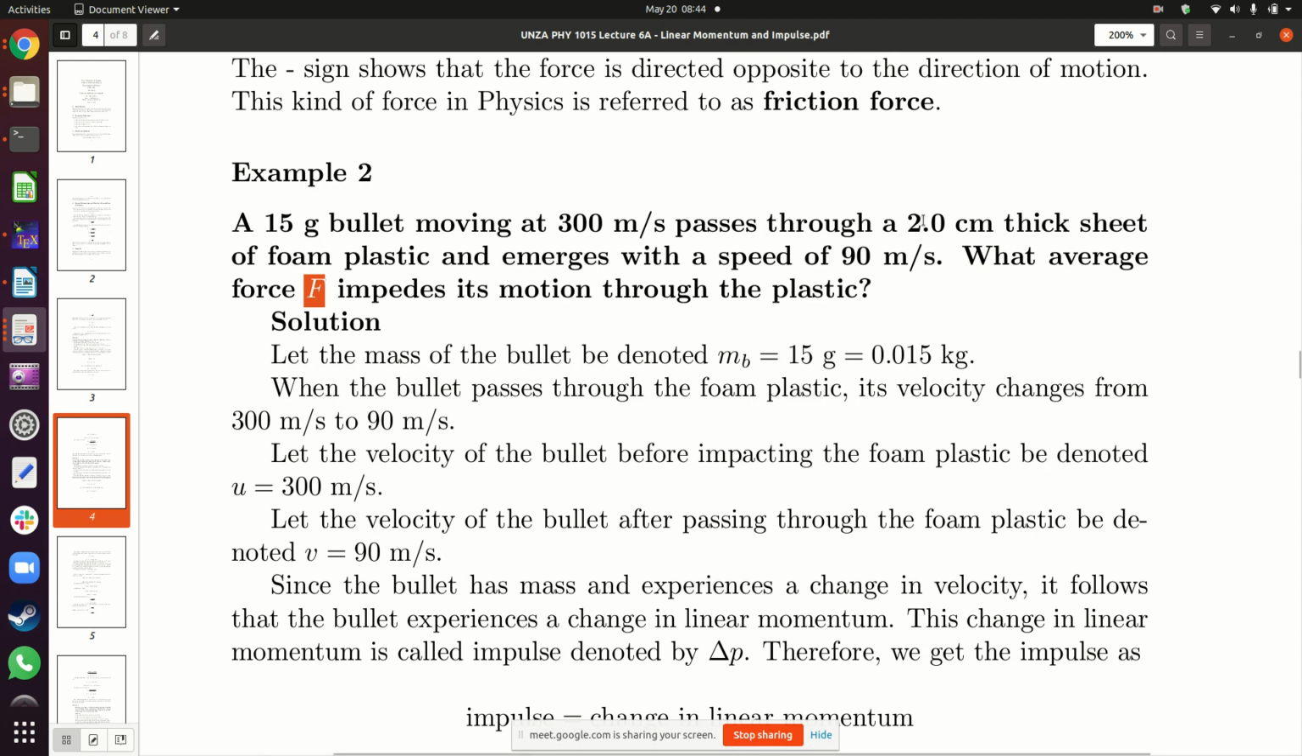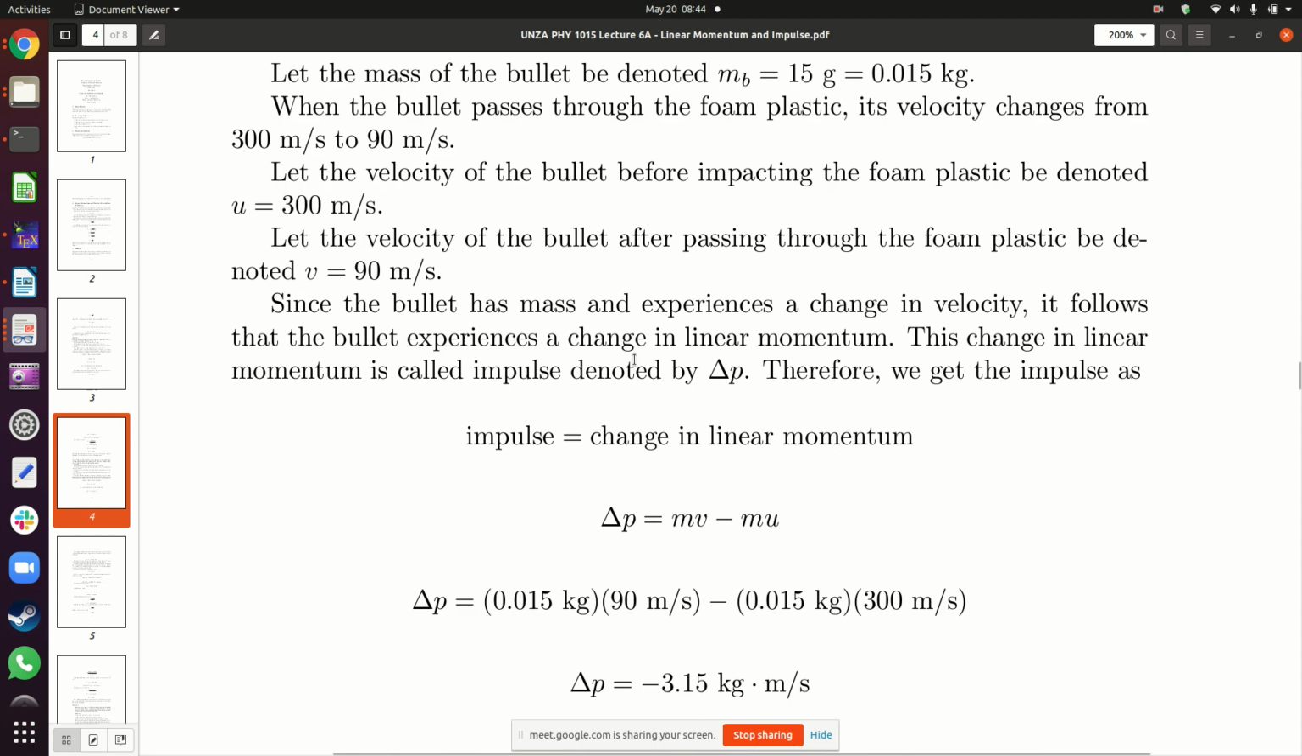What we are given is the thickness of the sheet through which the bullet passes. So before it passes through the sheet, the velocity is 300 meters per second, that is the initial velocity. After it passes through the sheet, the velocity is 90 meters per second, which is the final velocity, and the thickness or the distance the bullet travels through the sheet is 2 centimeters. So using this information, we can find the acceleration. Then from that acceleration, we can find the time. Then we can find the force. And that's what we're going to do.